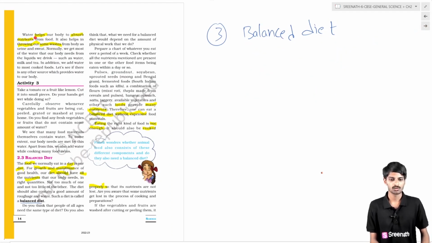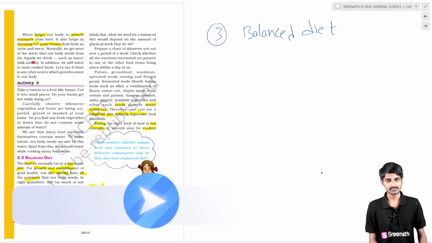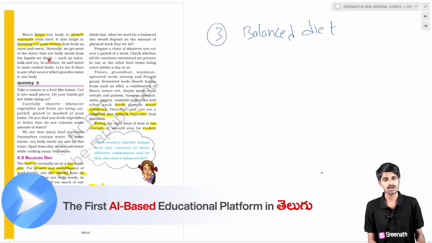In addition to all this, we require water. Water helps to absorb nutrients and to throw away unwanted and toxic waste from our body in the form of urine and sweat.